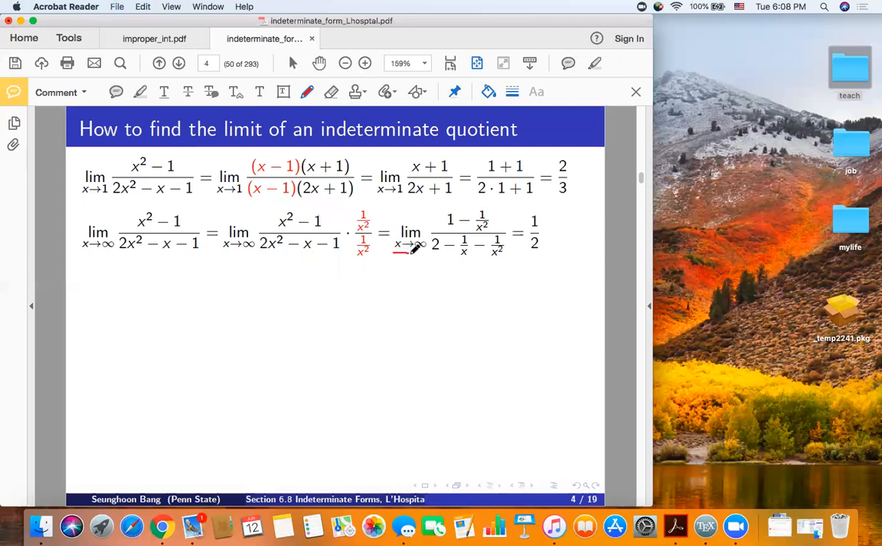Because as x approaches infinity, 1 over x squared is going to 0. 1 over x is going to 0. 1 over x squared is going to 0. This is the idea.